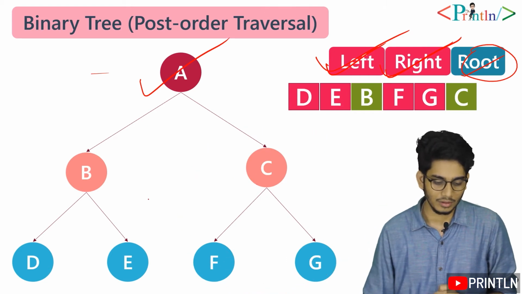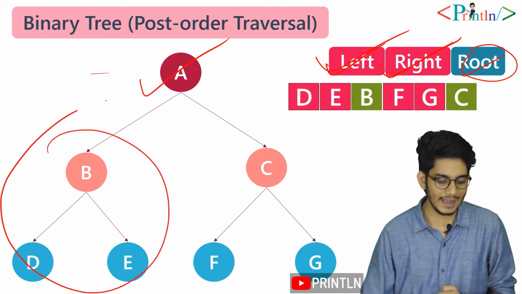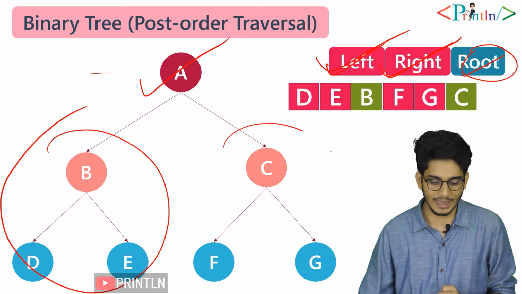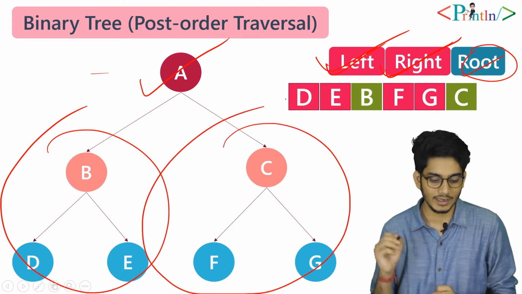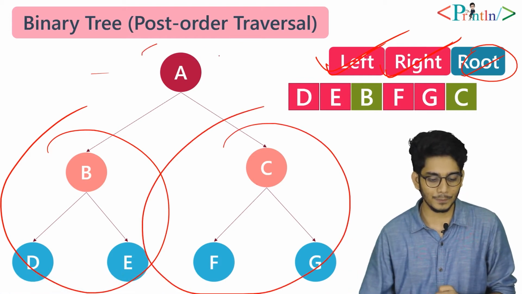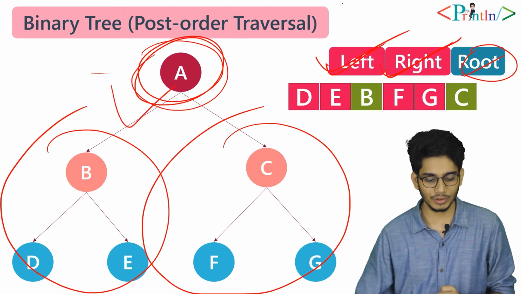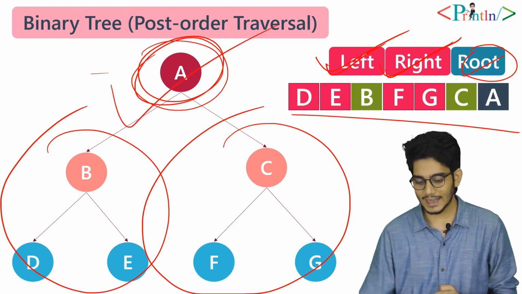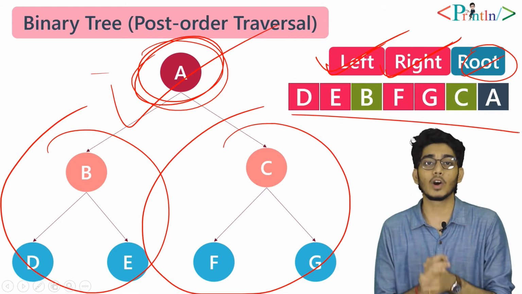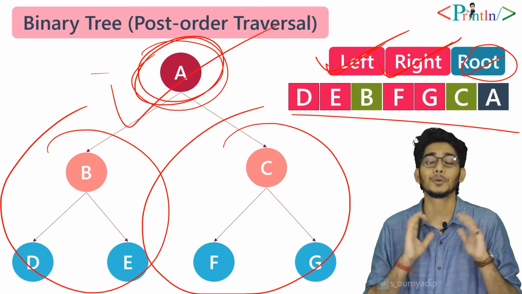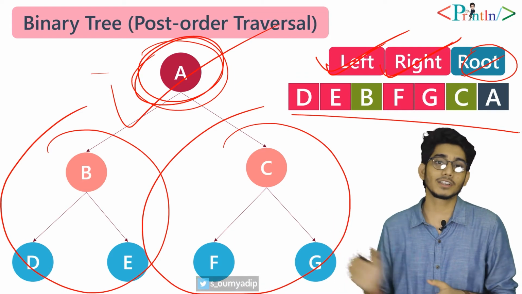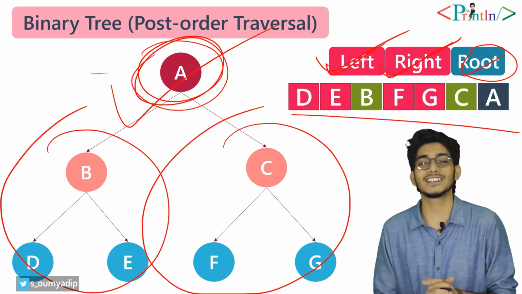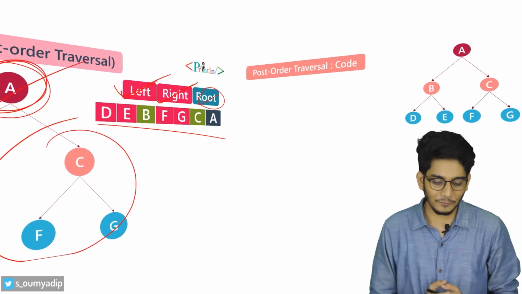Now for the main tree, we have accessed the left subtree, we have accessed the right subtree. Now we'll print the root node, that is A. So you can see that we have successfully got the output for the post-order traversal. I think this portion is clear. If you have any doubt, just write in the comment section. Now we'll see what the code will be.